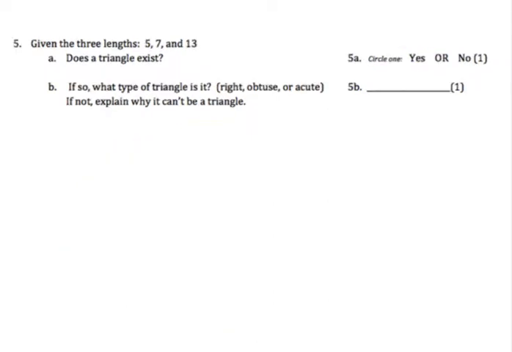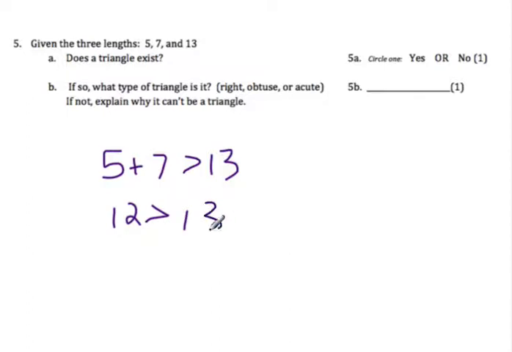So let's take a look at the next one. We want to see if the triangle exists. So we need to see if 5 plus 7 is greater than 13. Well, 12 is not greater than 13, so the triangle doesn't exist. Why? Because the two sides added aren't bigger than the largest side. When it asks why, you can just say the sides don't add up. So that's your answer for number 5.